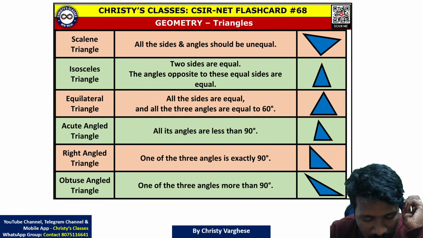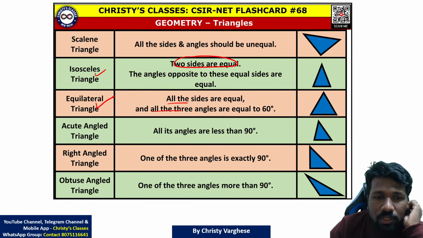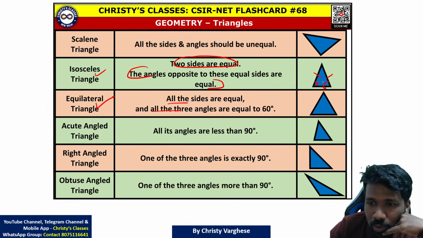Now triangle is a very important polygon. Different types of triangle. Equilateral triangle means all sides are equal and all angles are equal. Isosceles triangle है तो two sides equal होगा. And this property of isosceles triangle is very important. Two sides equal है तो वो दो sides के opposite angles भी equal होगा. ये दो angles भी equal होगा.